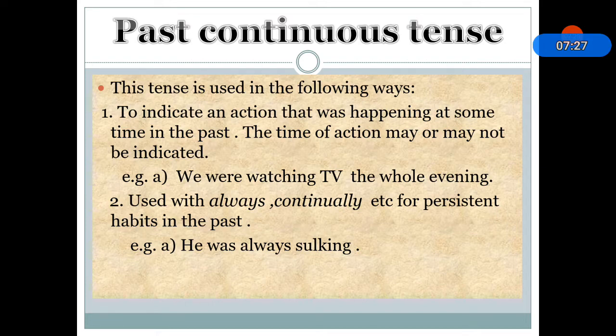The time of the action may or may not be indicated. Example, we were watching TV the whole evening. And secondly, this tense is also used with always, continually, with these words, etc., for persistent habits in the past. Example, he was always sulking.